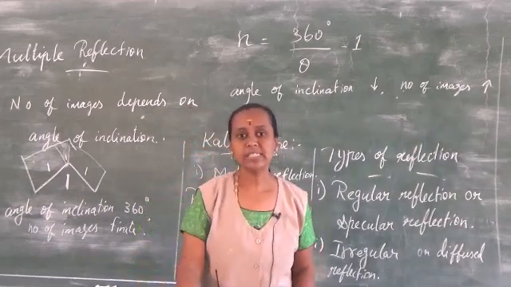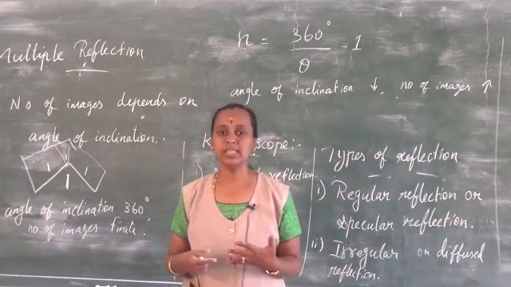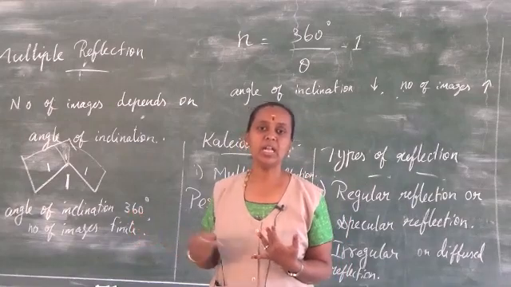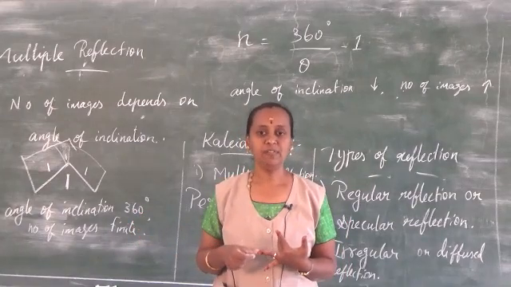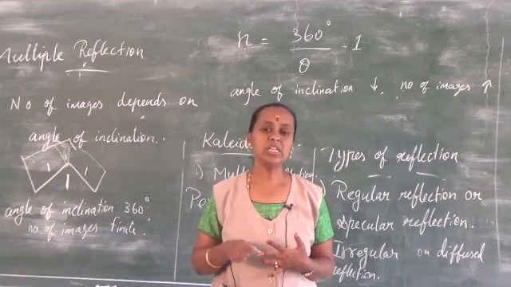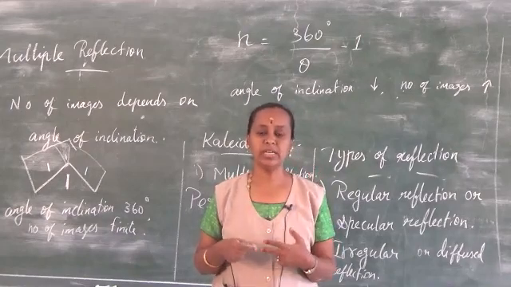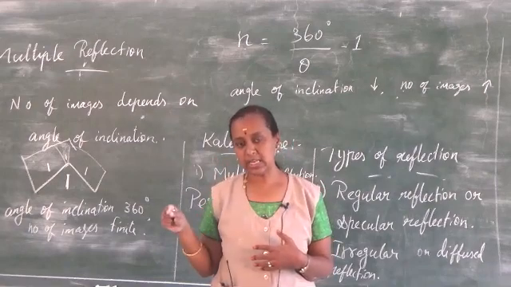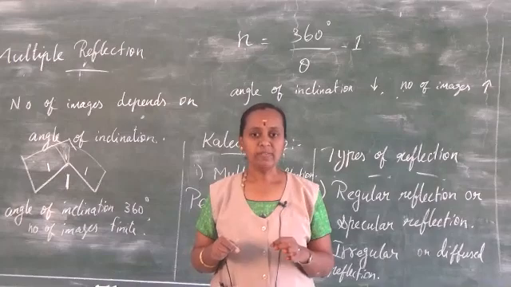So that's all for today's class. I hope you can understand the topics I dealt with. Let me recall the things we studied. We studied the laws of reflection, and in that we studied the incident ray, the reflected ray, and the imaginary line called the normal. We studied two points in the laws of reflection: the incident ray, the reflected ray and the normal all lie in the same plane, and the angle of incidence and the angle of reflection are always equal.